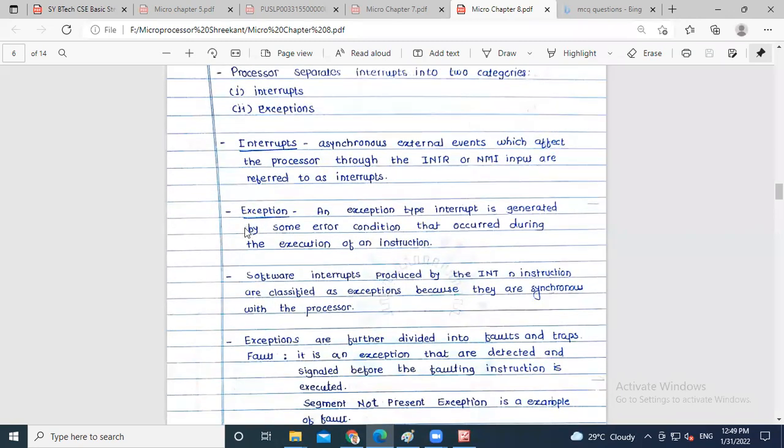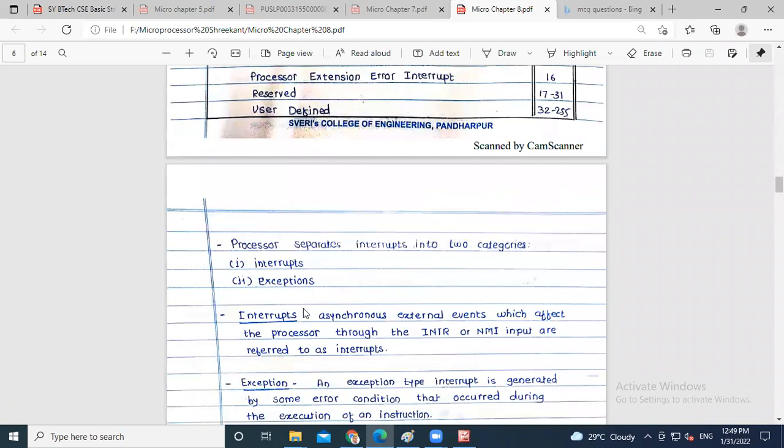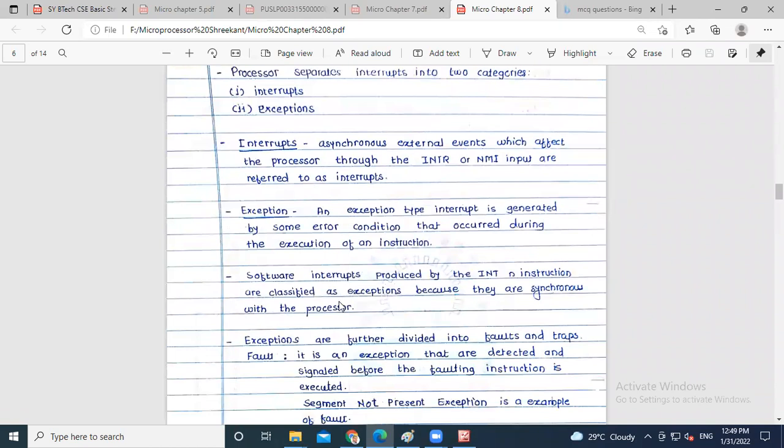Now we are going to study exceptions. Whatever I listed here are all exceptions only. In Java also you studied exception handling, right? These are exceptions only. Interrupts we studied in unit number 5. So an exception is a type of interrupt generated by some error condition that occurred during the execution of an instruction.